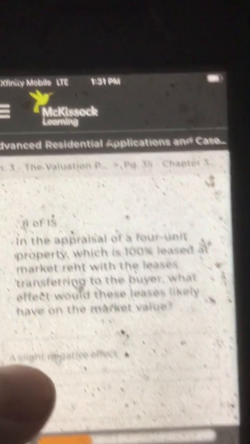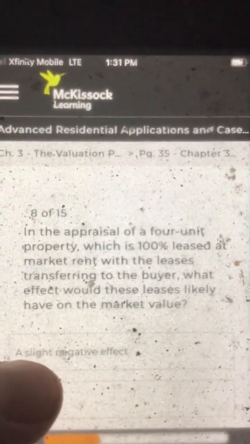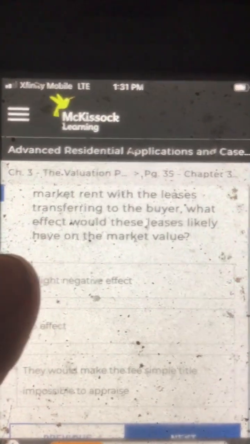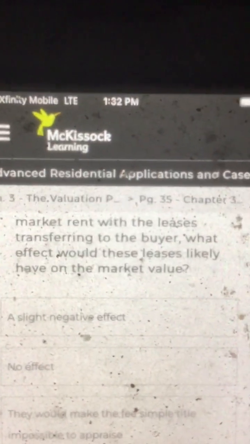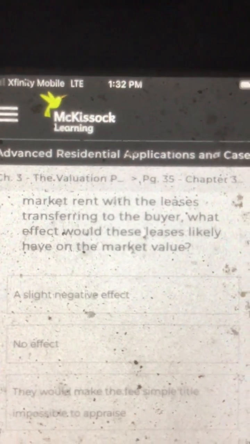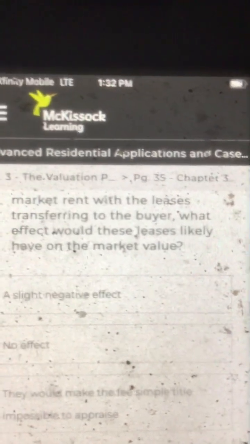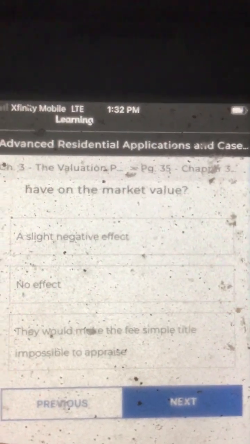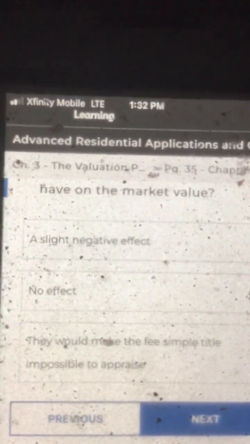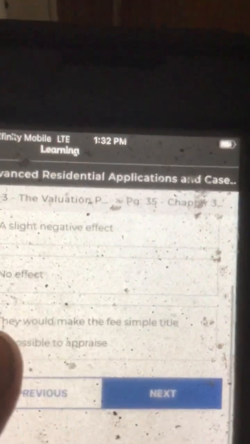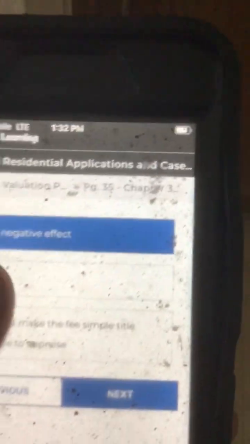Number 8. In the appraisal of a 4-unit property, which is 100% leased at market rent, with the leases transferred to the buyer, what effect would these leases likely have on the market value? A, a slightly negative effect. B, no effect. Or C, they would make the fee simple title impossible to appraise. I'm gonna go a slightly negative effect.